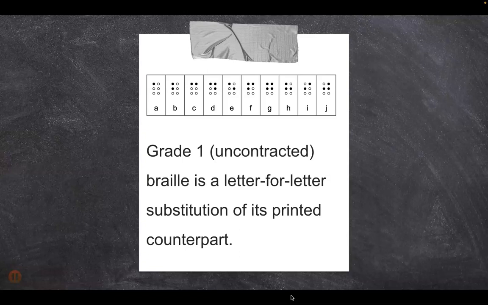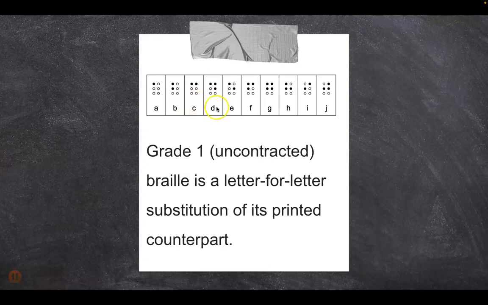Grade 1 or uncontracted Braille is a letter for letter substitution of its printed counterpart. And what that means is for every letter of the alphabet, there is a Braille character to represent that letter. For the numbers 1 through 9 and 0, there is a Braille character representing that number, and same for punctuation. Actually, all punctuation. There's more punctuation in grade 2.